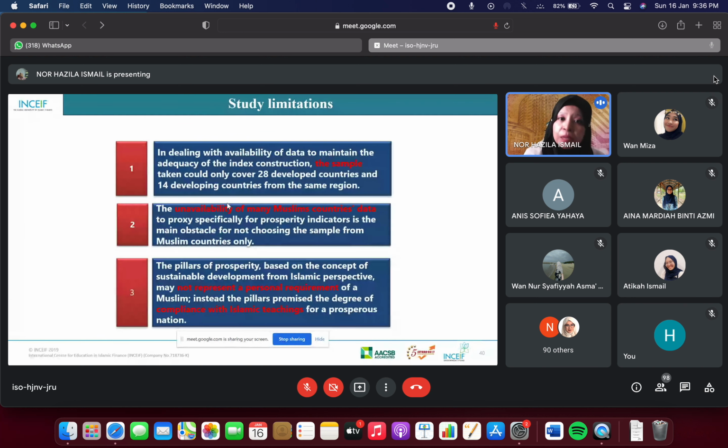Okay, unavailability of many Muslim countries' data. I believe that one day, if you are doing your study on financial inclusion, comparing between OIC countries and European countries, you may find that data on Muslim countries is memang susah nak dapat. So you are telling the panel that you got the result because of this limitation.